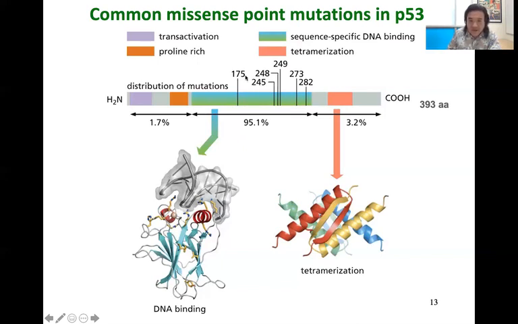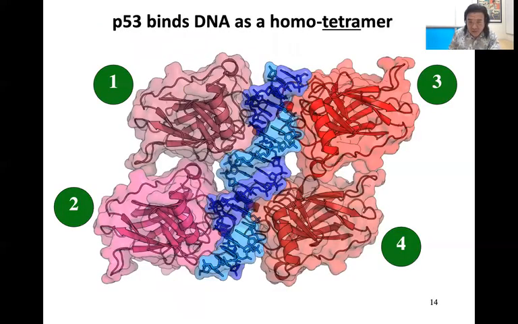What are these numbers? 175, 245, 248. These are the amino acid positions that you most commonly find point mutations in clinical samples of tumors that have p53 mutations. And notice they're not in this purple region. They're not in this tetrameric region. They're in the DNA binding region. That's kind of mysterious, right? This is the reason why this works.